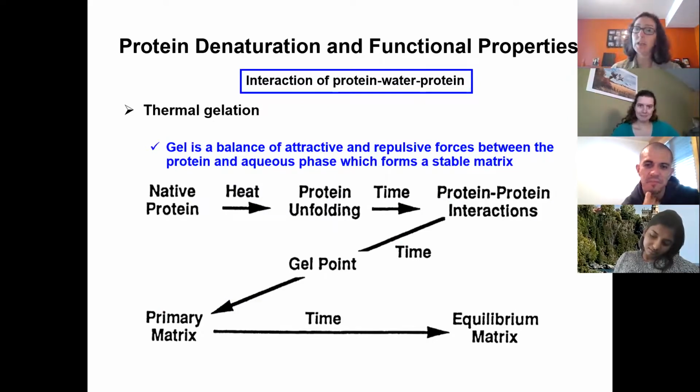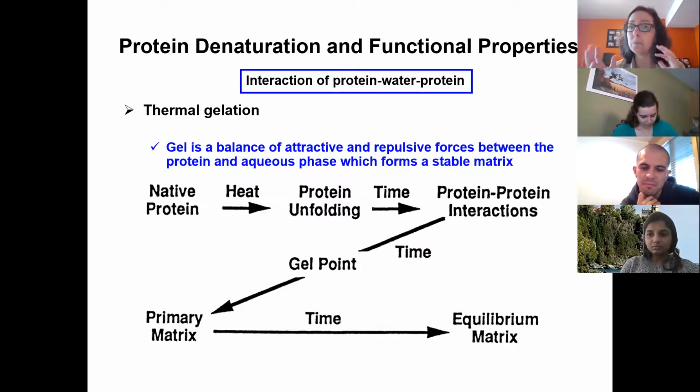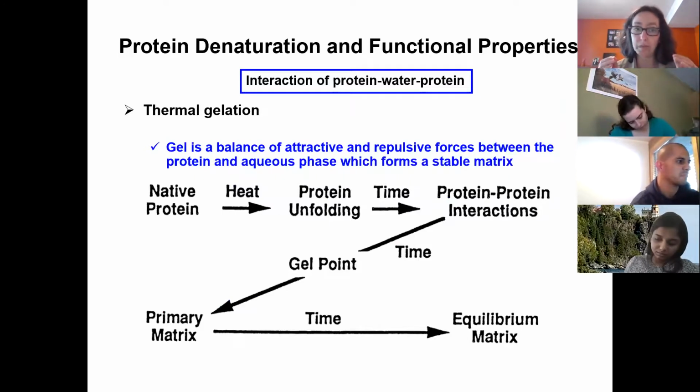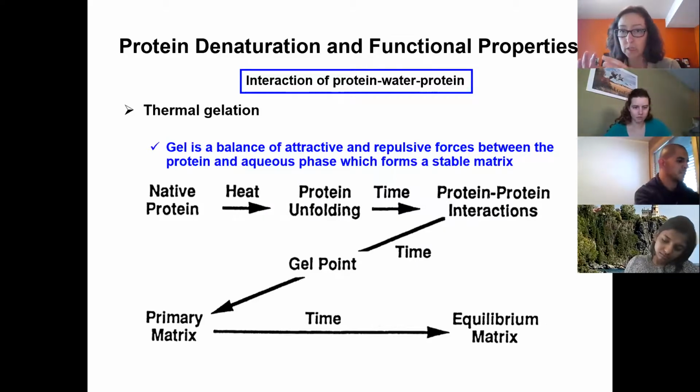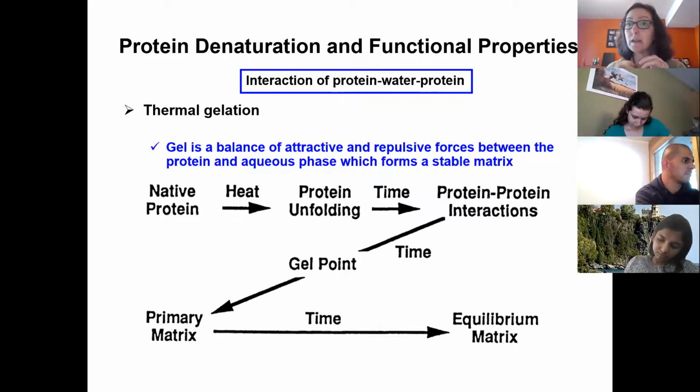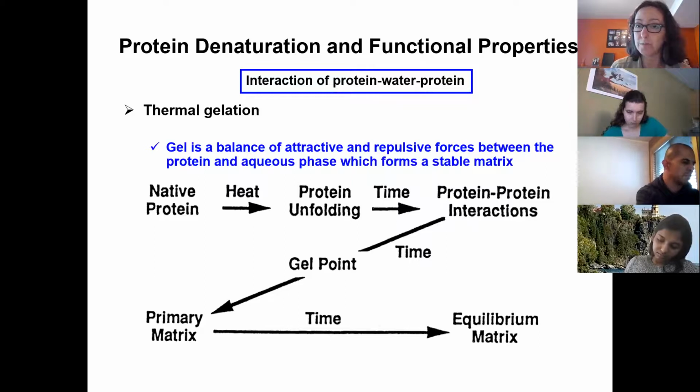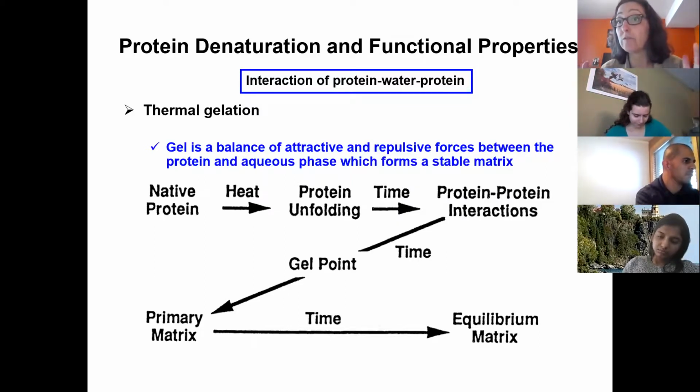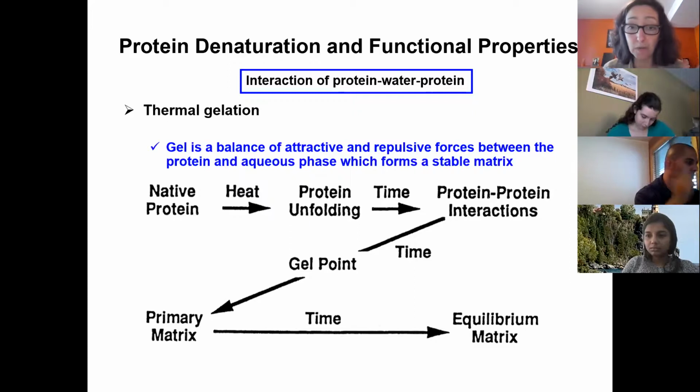So basically your gel is a balance of attractive forces and repulsive forces. You don't want to form your coagulum. You really want to form nice protein-water-protein interactions, and then form your stable matrix, which starts with your native protein, the heating, the unfolding, the forming of the soluble aggregates through protein-protein interactions. And then with more time, you form the gel and you get your matrix. And then finally you reach your final matrix. And that's what it is.